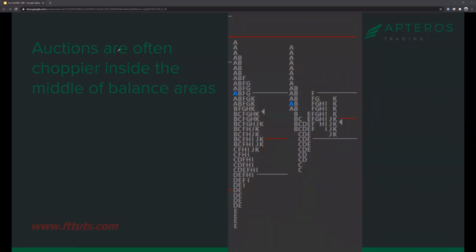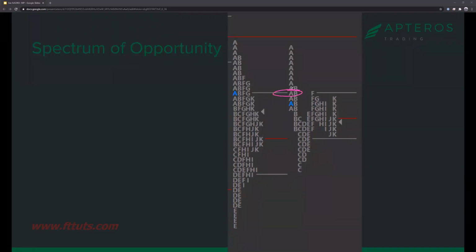Auctions are often choppier. Again, yesterday, chopping inside balance. Spectrum of opportunity, we can use yesterday again. This was the ideal opportunity. Early morning short after a failed attempt higher. We come in, we retest. That's the short. And guess what? This was the destination. The law of market dynamic completed as it traversed the balance area. And now what law do we have? Well, it's just more of the same, choppier inside the middle of the balance area.